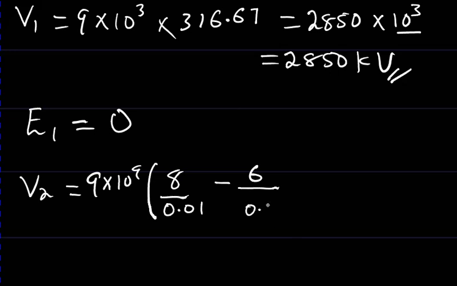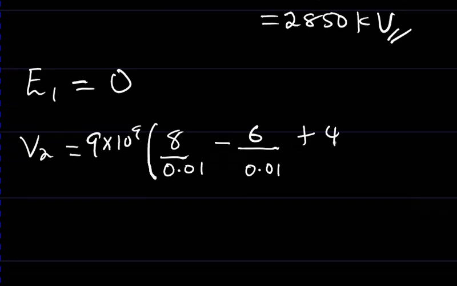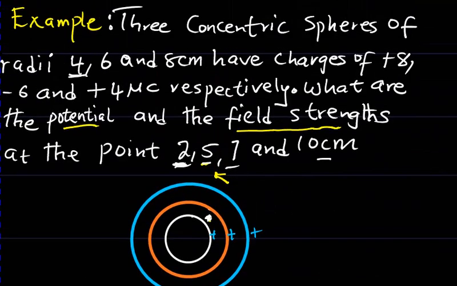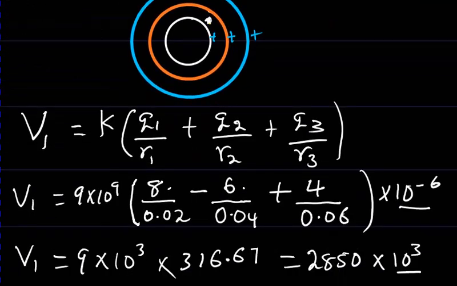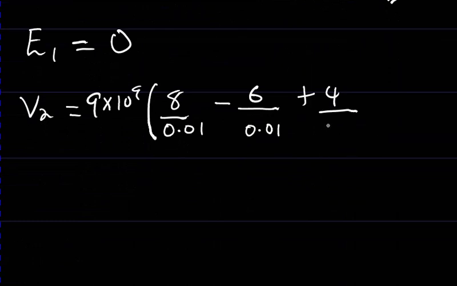That is 0.01. Then plus the third charge, which is 4 microcoulombs, divided by the distance from the surface of that sphere, which is 8 cm, to that point, 8 minus 5, which is 3 cm. So that's going to be 0.03. Don't forget to multiply by 10 raised to the power minus 6.